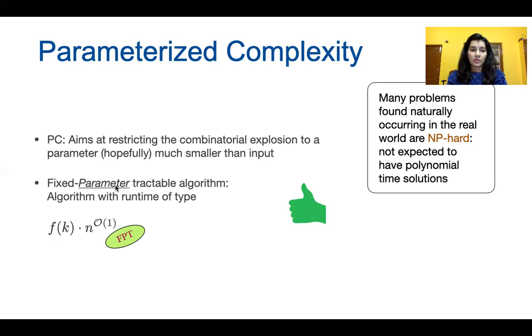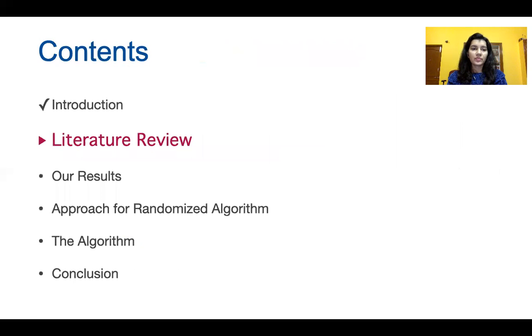Note that whenever we talk about a parameterized result, it is usually with respect to a specific parameter. Not all problems are found to admit FPT algorithms, and we refer to them as W-hard problems. Owing to some complexity theoretic assumptions, we do not expect W-hard problems to admit FPT algorithms.